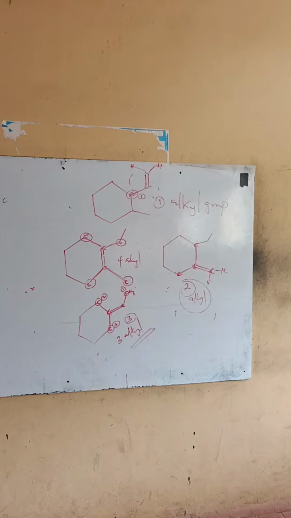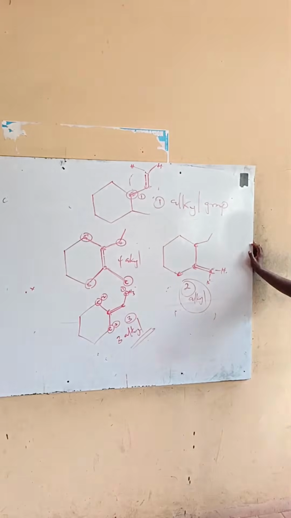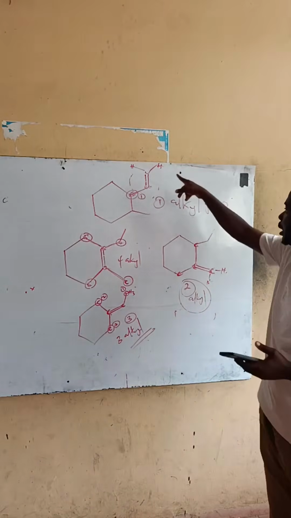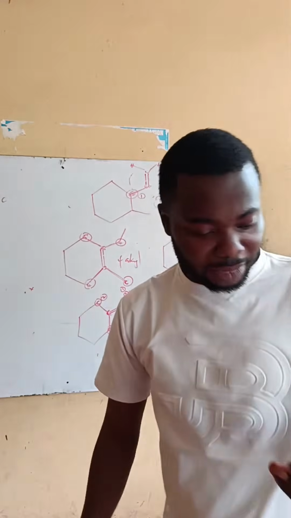Which one of them is the least stable? What's the question? Which of them is the least stable? The one with what? Where is it? That one here, right? Where is Clement? Clement, what's your question?